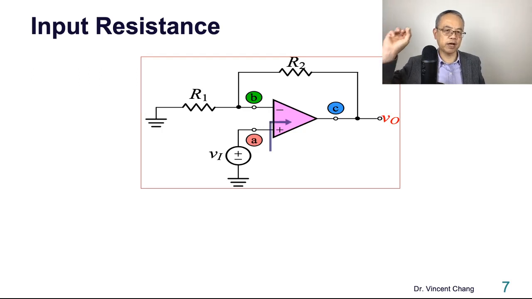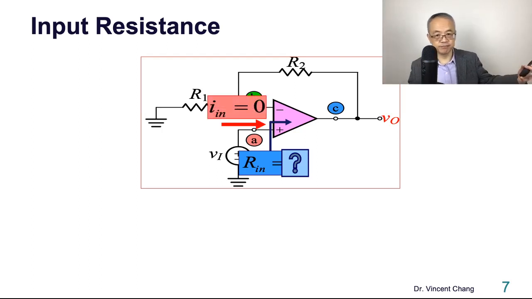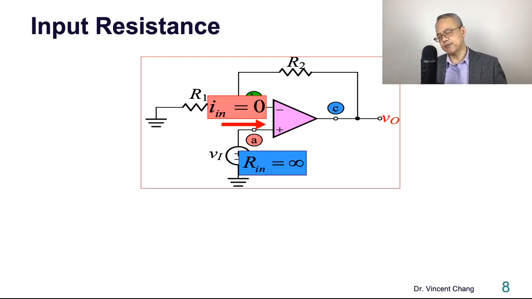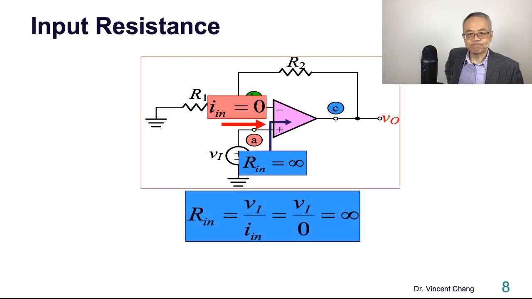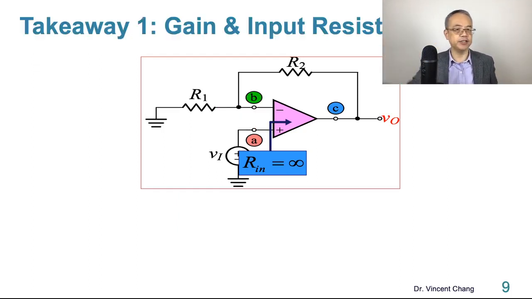Input resistance: the resistance seen by the external input voltage source, the resistance between the non-inverting input and the ground. So what's the resistance between the non-inverting input and the ground, seen by the external input source? What's the current? The current is 0, right? There's no current. So therefore, the input resistance of the non-inverting amplifier is infinite.